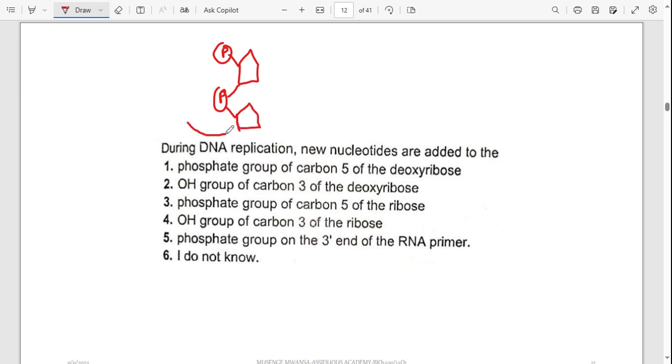So new nucleotides are being added here. This is the 3' end, because where I've got here is the 5' end. The 3' end has an OH group, the OH group of the 3' end of deoxyribose. That's DNA, because ribose is found in RNA, but we are adding to DNA. Okay, so that is it.